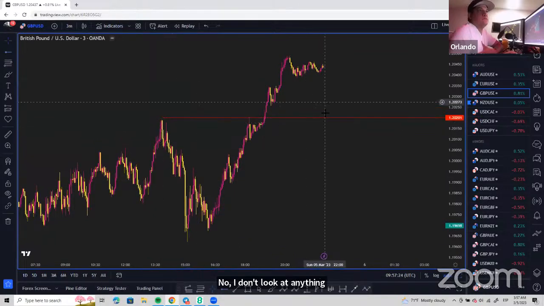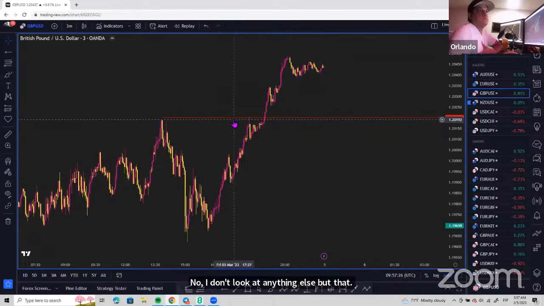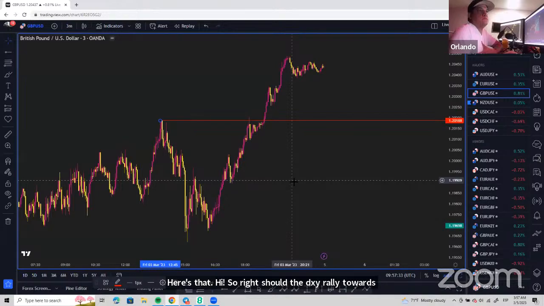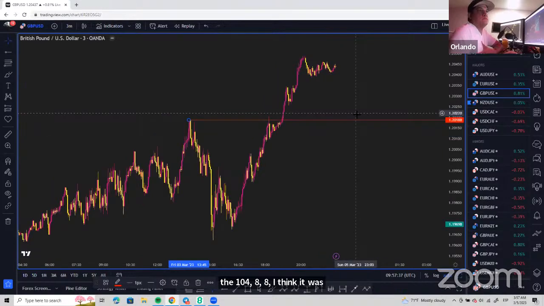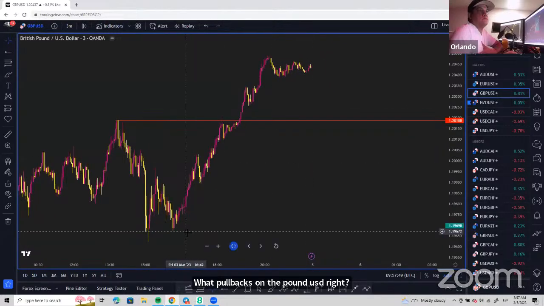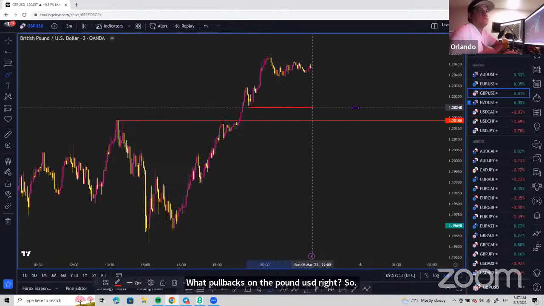Here's that high. So, right. Should the DXY rally towards the 104.80, I think it was 104.80 to 104.87, we should be looking at pullbacks on the pound USD, right? So first of all, I would look for these lows getting taken out, right?